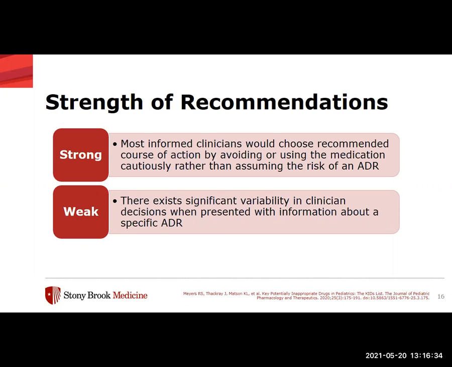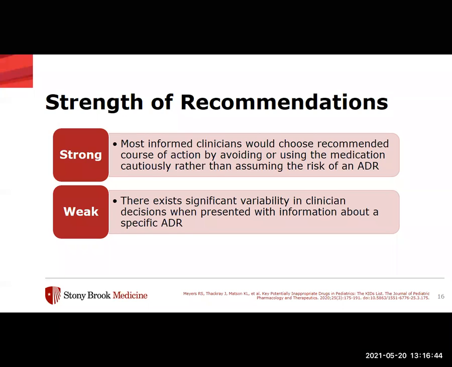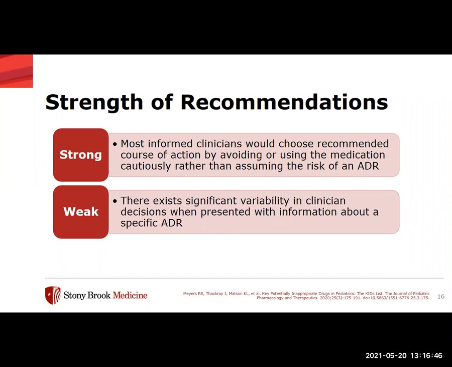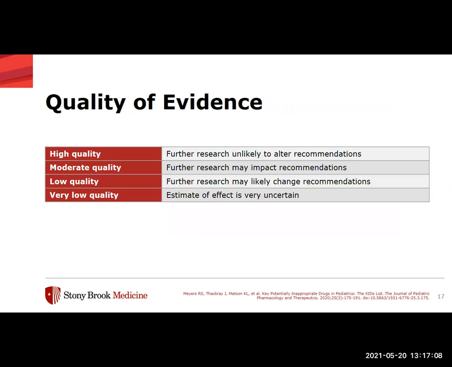In addition to the KIDs List recommendations themselves, they are accompanied by their respective strength of recommendations. In the setting of a strong recommendation, most clinicians would choose to either avoid the KIDs List medication entirely or use it cautiously rather than assuming the risk of an ADR. However, in contrast, a weak recommendation indicates that clinicians may vary on their decisions regarding the KIDs List medication. So, for example, one clinician may decide to avoid the medication completely, whereas a different clinician may choose to risk the incidence of an ADR.